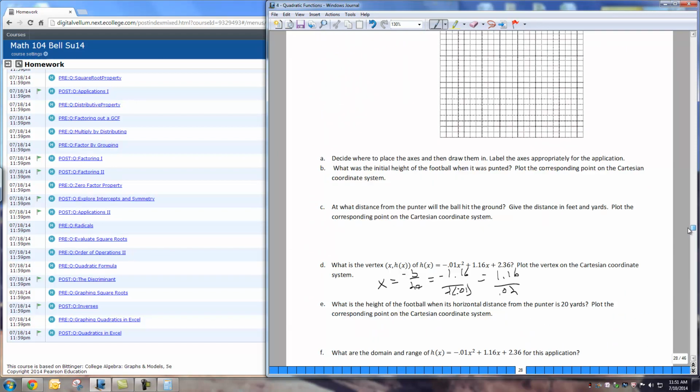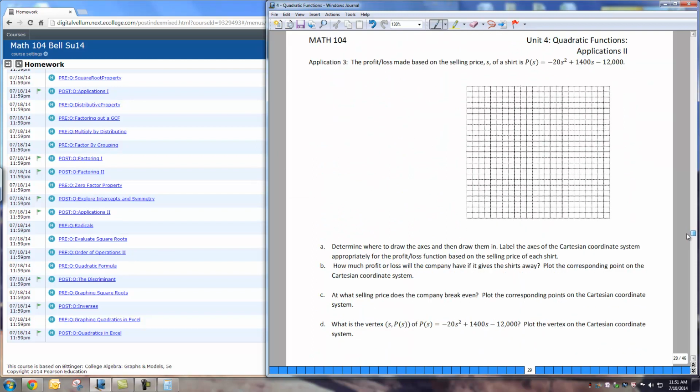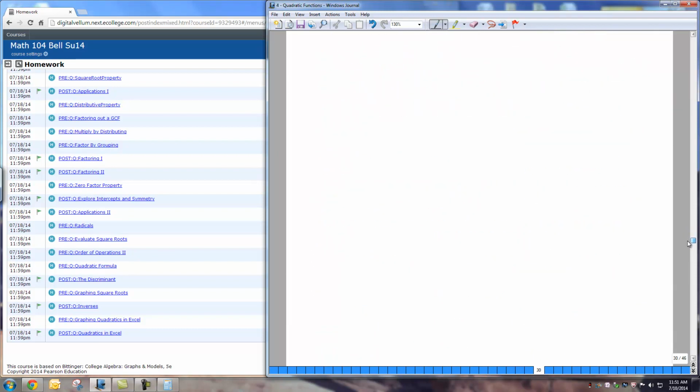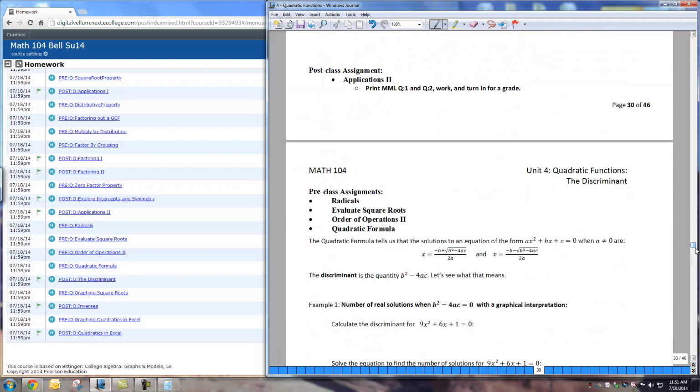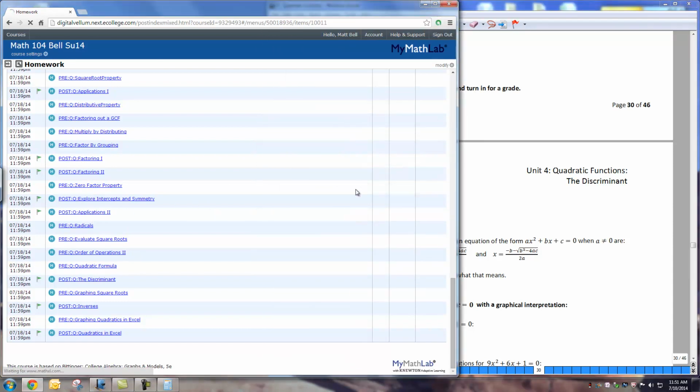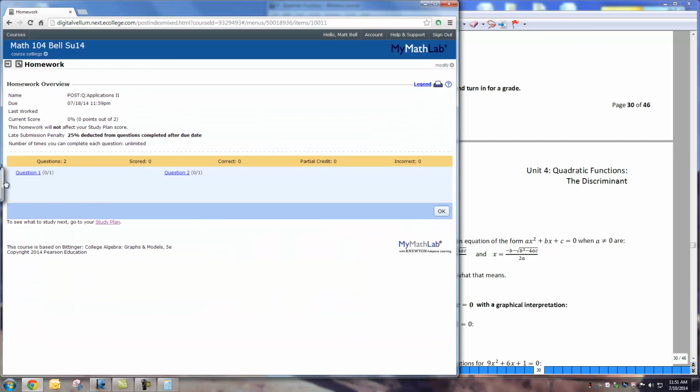And these two problems, the profit loss and the football, are in your homework, so I'm not going to go over them completely. Then we have a blank page, and notice here Applications 2 has 2 questions for you to fill out and turn in to me. Let's look at them real quick. So here's Applications 2. You have a prereq on it. Notice it's only 2 questions.